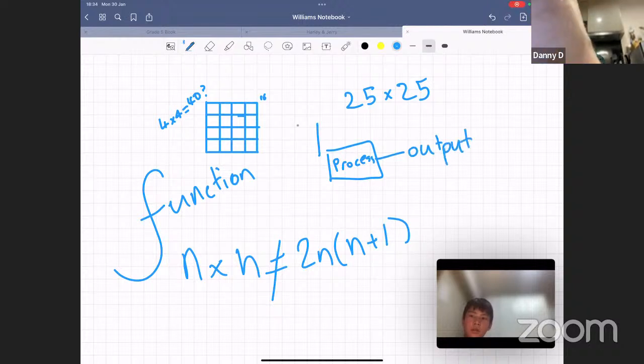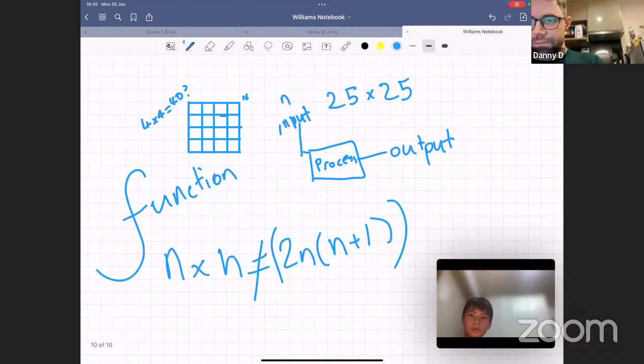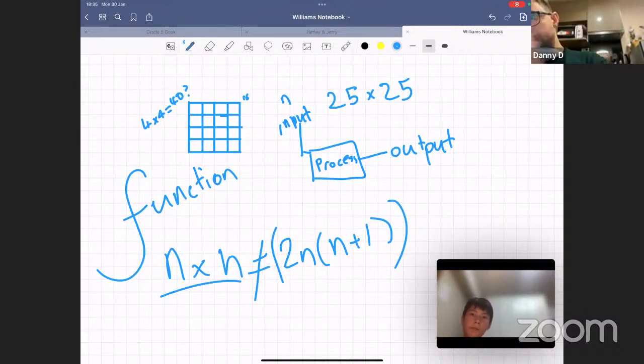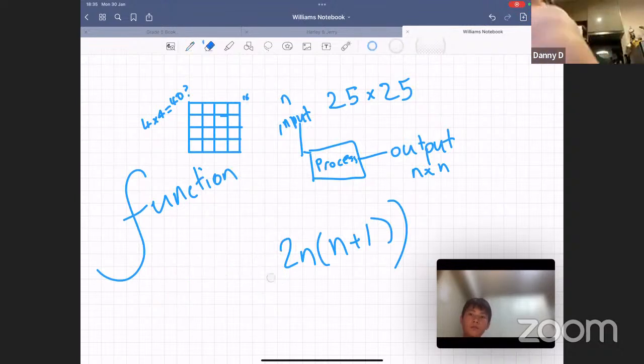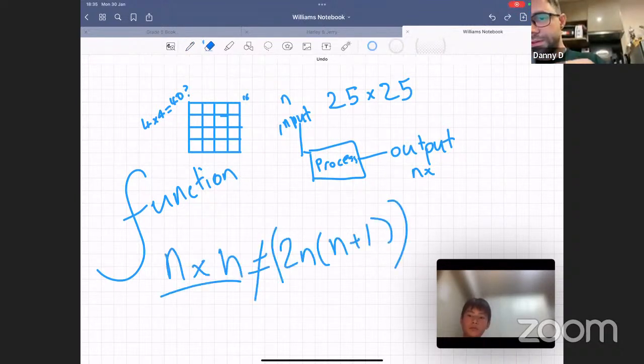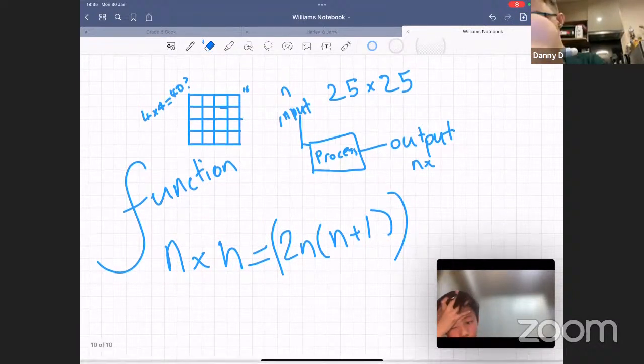Is it wrong? I could be wrong, this is just what I'm thinking. So the input would be n. The process would be, I guess, this one, 2n, or maybe. And then the output is this. But yeah, they don't balance. I don't think it's a formula as such. It's not an algebraic formula equation.